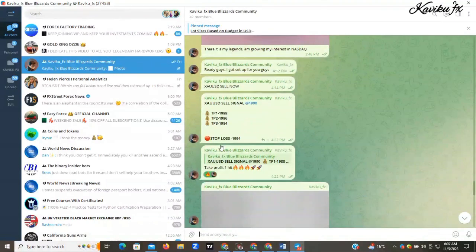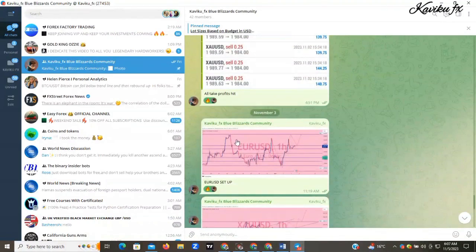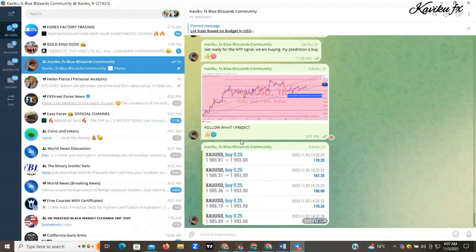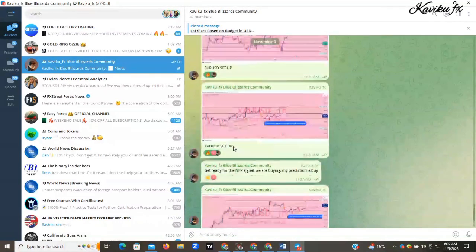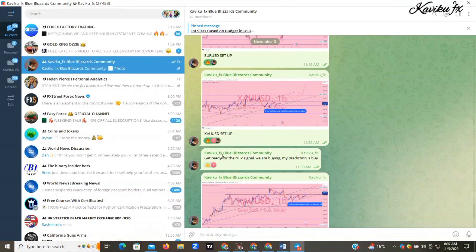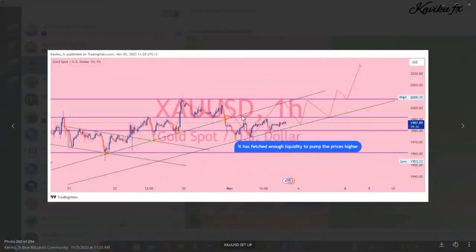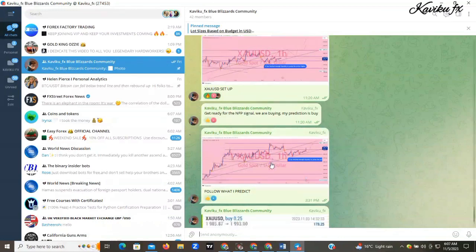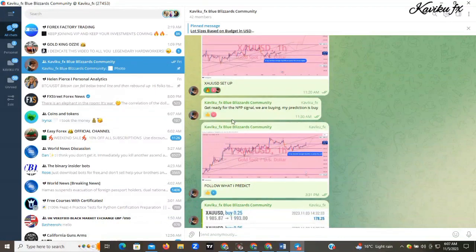Now, as we were saying, this was the signal that was sent for the gold. So we are waiting for the NFP, and this was the analysis already. So we had predicted the chart move there, and the market respected our direction. Getting ready for the NFP signal, we were buying. This signal was given at 11:30 a.m., that is East African time, and then we were to predict for the buy signal.